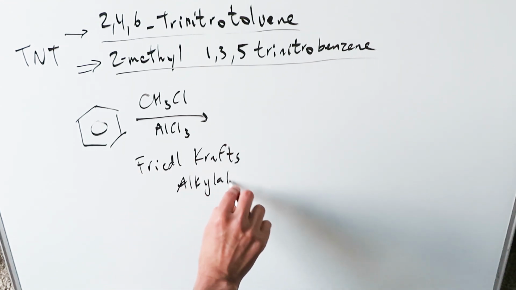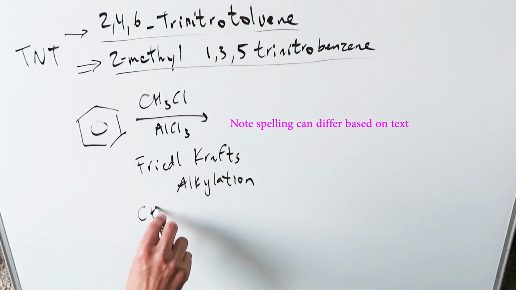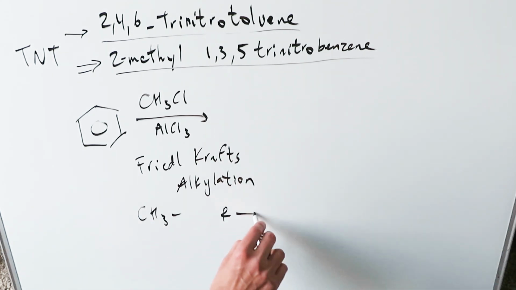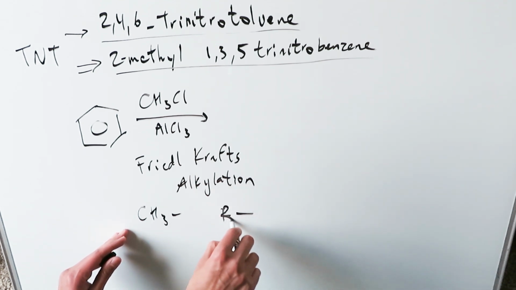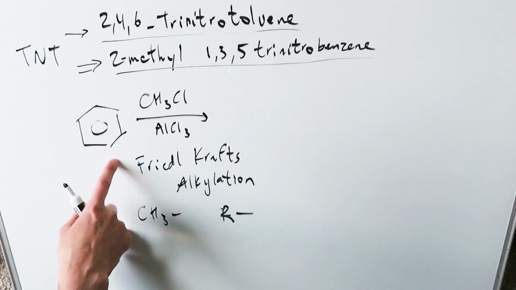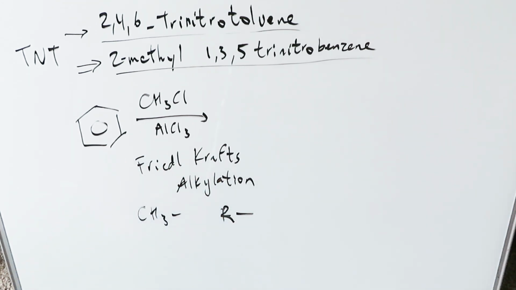What does this mean, alkylation? It means you're alkylating. You're adding an alkyl group. What's an alkyl group? It's something like a methyl group, but it's also like an R group. Any hydrocarbon can be represented by this R, and any R group being added to your benzene is called an alkyl group being added to your benzene by means of the Friedel-Crafts alkylation.